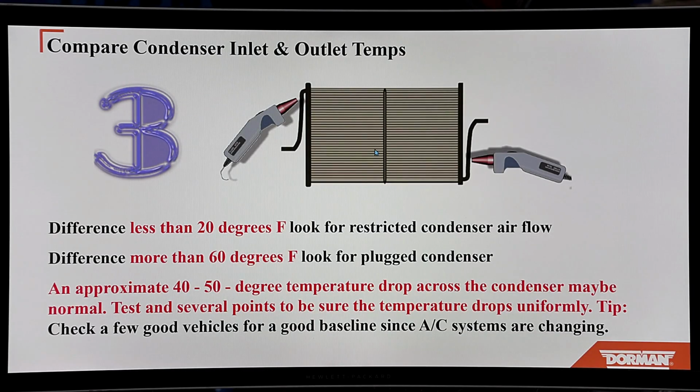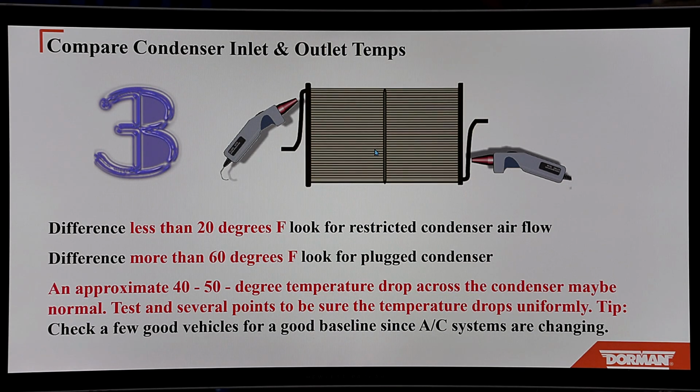Great idea to use the thermal imager that we spoke about in some of our other lunch and learns. An approximate 40 to 50 degree drop across the condenser is probably normal. Test several points to make sure it's uniform. Check a few good vehicles for a good baseline, okay?